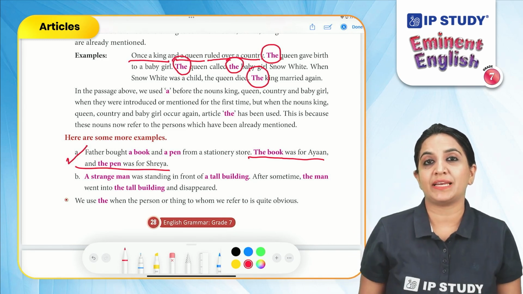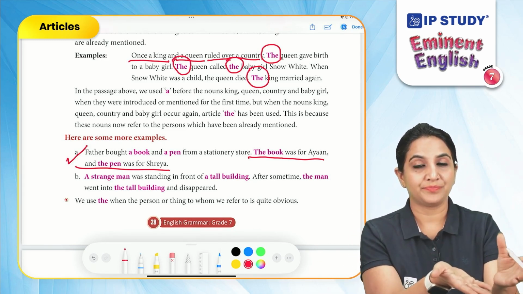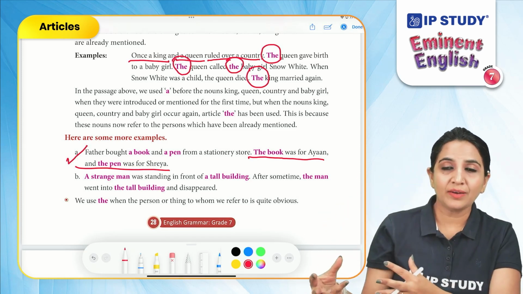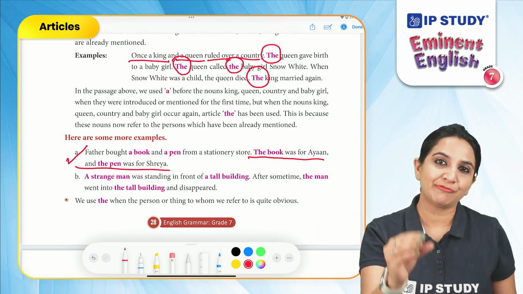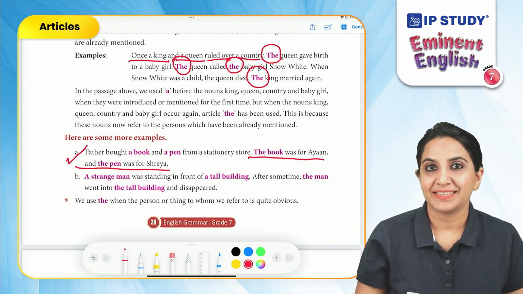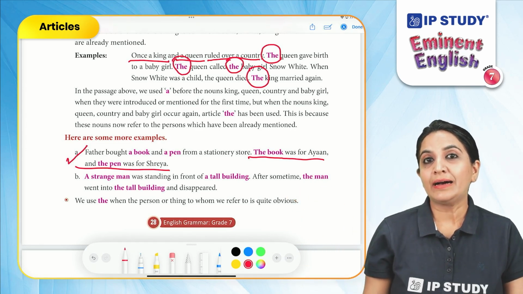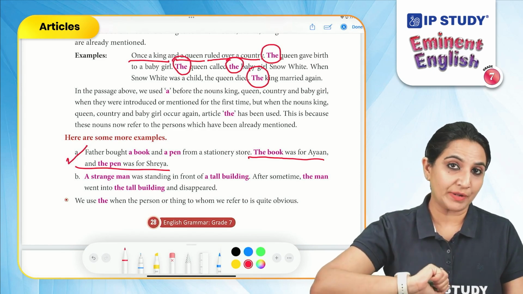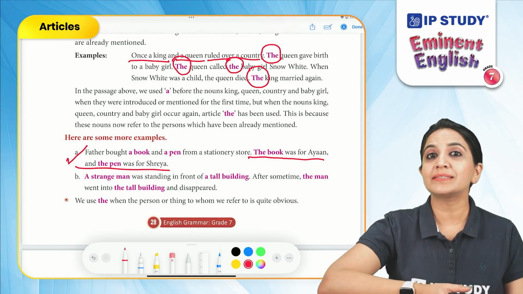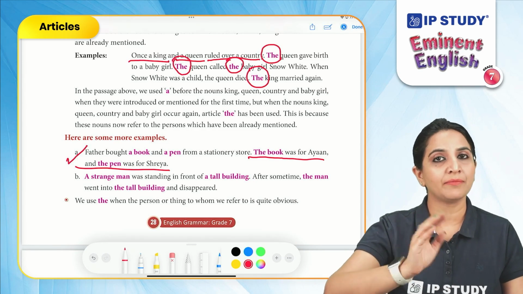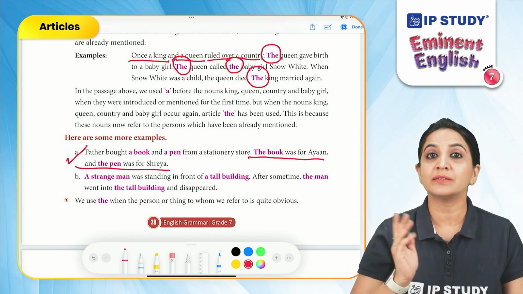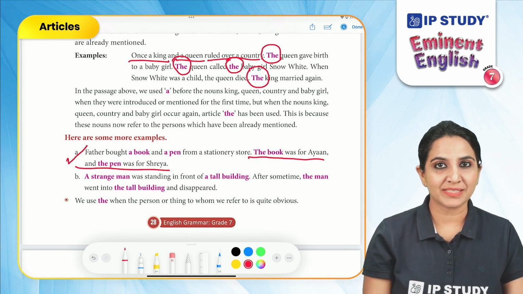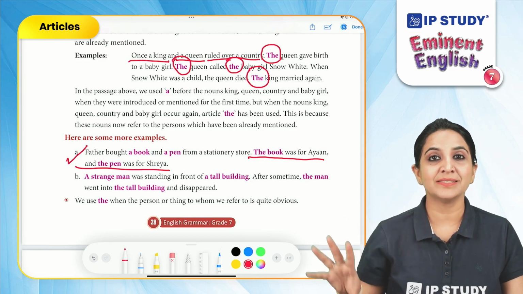Now we have made it definite that the book was for Ayan. That means Ayan was looking for a specific book. The pen was for Shreya. That means the pen has been made definite to Shreya. Hence, wherever there are indefinite things, we use article a, but when there are definite things, we use article the. When there is a singular noun, we use article a or an. When there are plural nouns, we use article the. When there is a vowel sound, we use article an. But with a vowel sound, it should also be a singular noun.